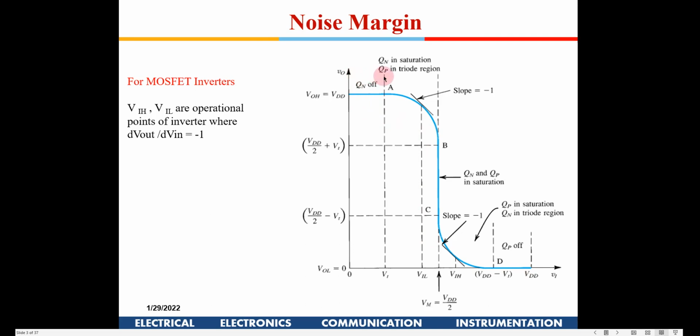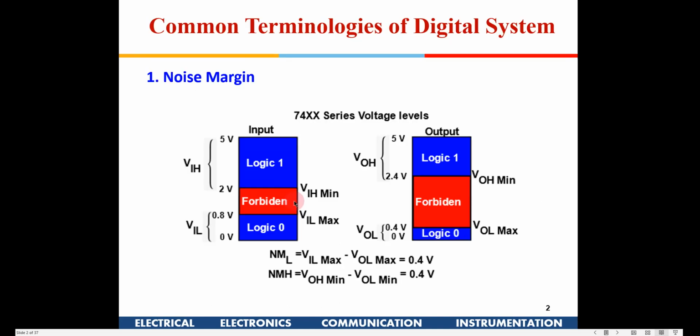Yeah, yeah. Can you just switch on your mic? Here, noise margin high, right? Noise margin high is this voltage VOH minimum minus VIH. This should be VOL. Yeah, correct.